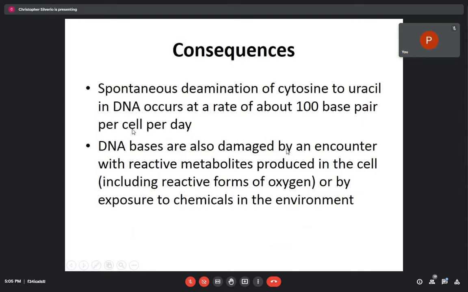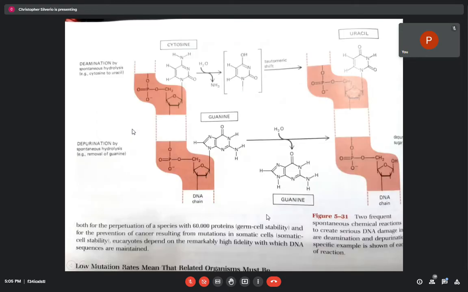Okay. DNA bases are also damaged by encounter with reactive metabolites produced in the cell, including reactive forms of oxygen, or by exposure to chemicals in the environment. Okay, so this is what happened.